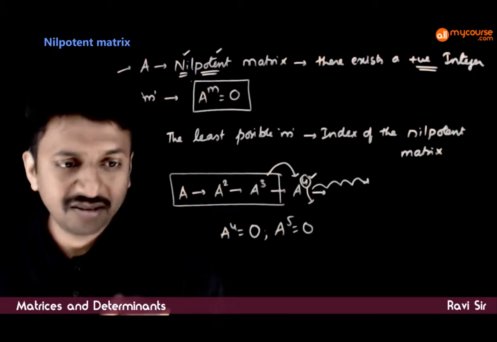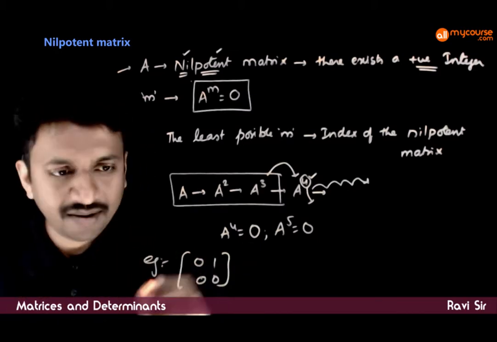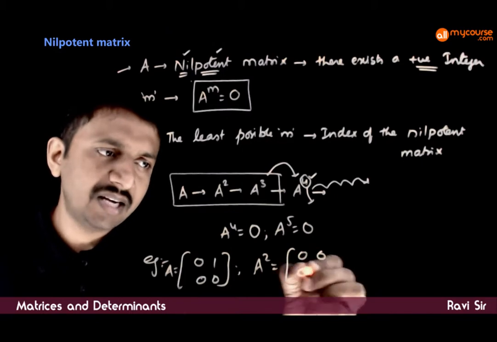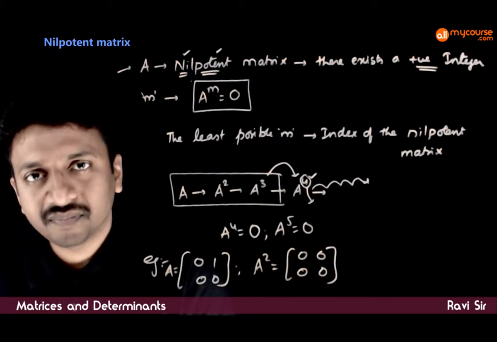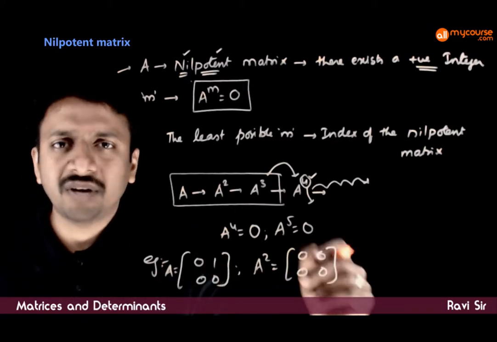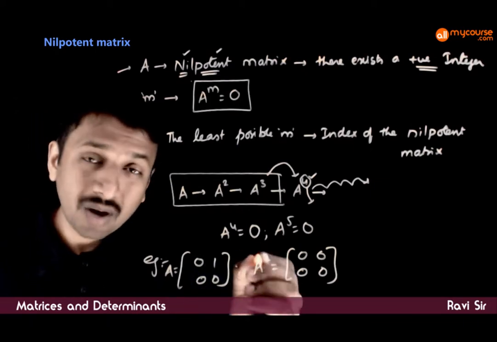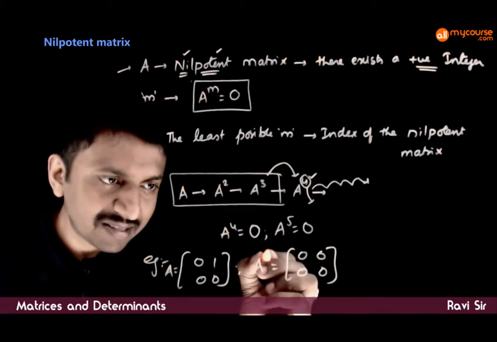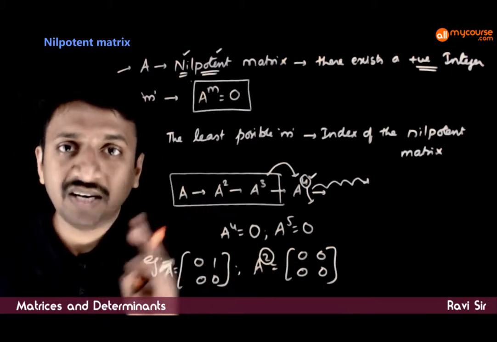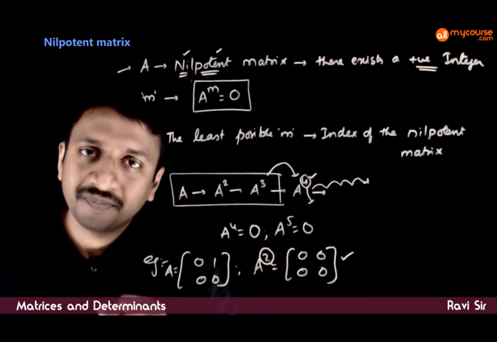For example, if you have a matrix 0, 1, 0, 0, this is a matrix A. If you find A square, you can see that it turns out to be 0. And once A square is a 0 matrix, A cube, A4, A5, all the higher powers will be 0 matrices. Now, what is the index of this nilpotent matrix? 2 is the index of this nilpotent matrix. So I hope this is clear.